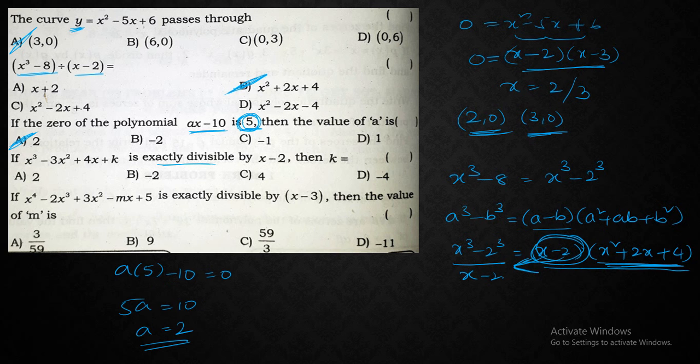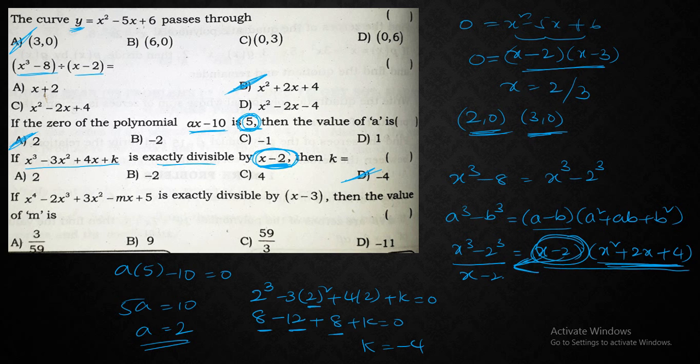So it is exactly divisible. Exactly divisible means nothing but the remainder should be 0. So when I substitute x is equal to 2, since we have x minus 2, that means I need to replace x with 2. So when I replace x is equal to 2 in this, it should become 0. So 2 cube minus 3 into 2 square plus 4 into 2 plus k is equal to 0. So 2 cube is 8, 2 square is 4, 4 3s are 12. Next 4 2s are 8 plus k is equal to 0. So 8 plus 8, 16. 16 minus 12 is 4. So k is equal to minus 4. So the answer is minus 4.